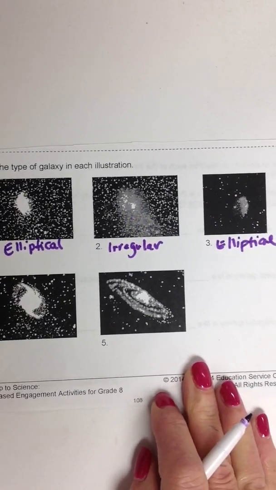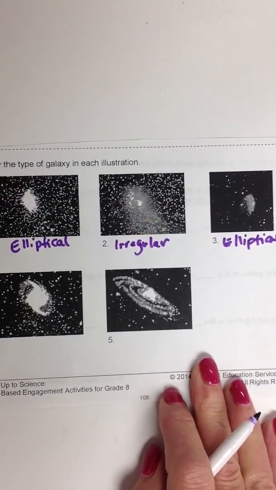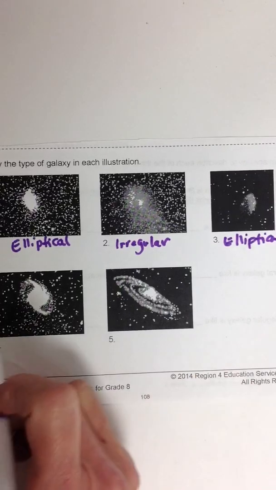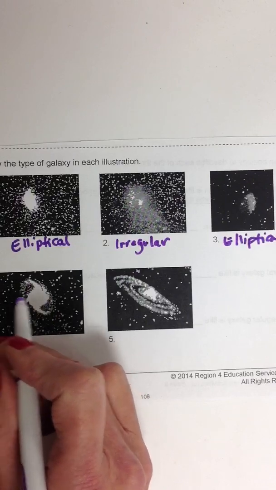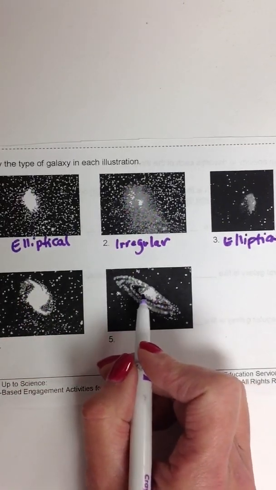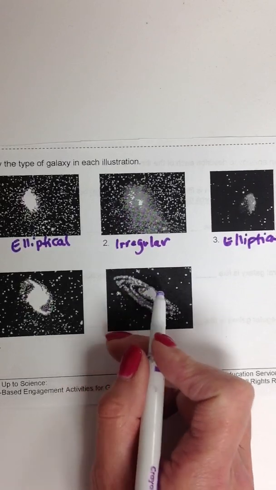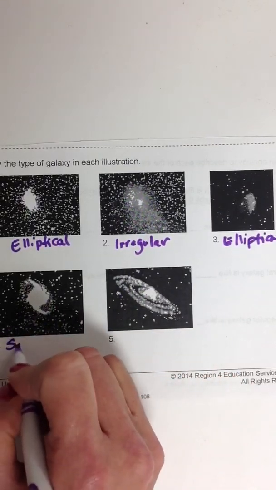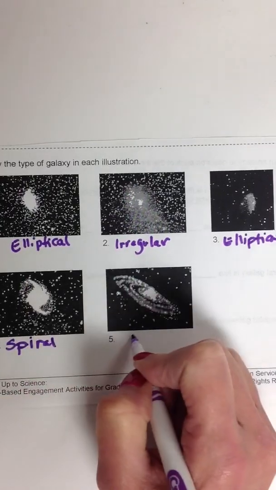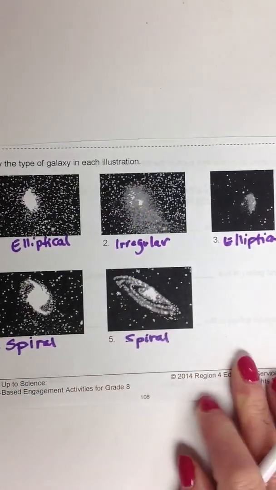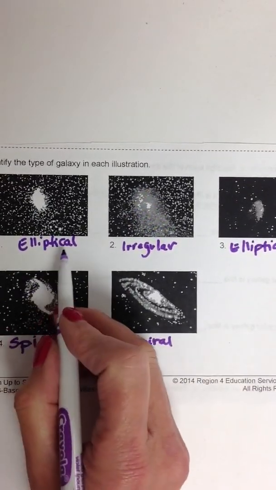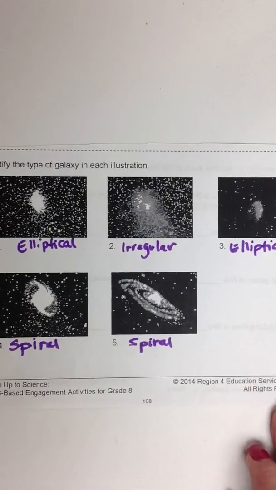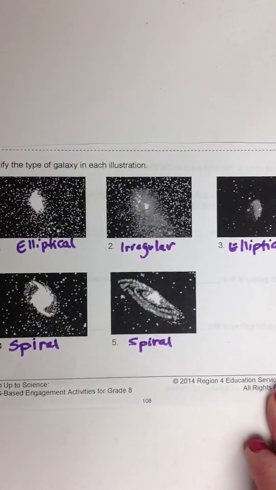Now the bottom two are definitely what? If you said spiral, you are absolutely right. This one is really called a barred spiral, but it's a spiral nonetheless. It has the two arms spiraling outwards, and this one you can see that it has many arms that spiral outwards. So these should have both been referred to as spiral galaxies. And actually, if you look at your paper, these are the only two that were graded. We kind of left this up to you and what you thought, and we gave you credit for those first three no matter what.